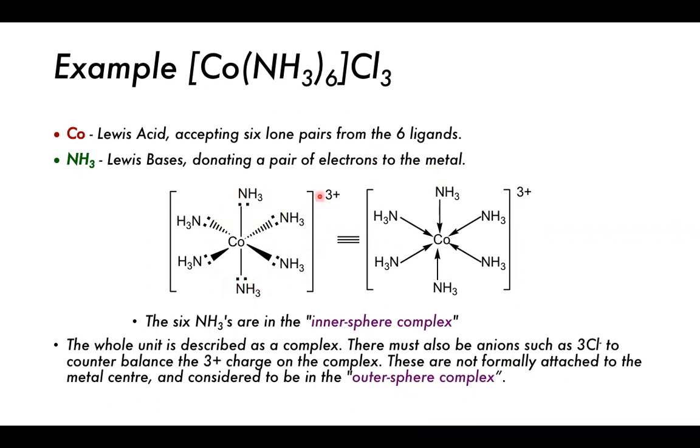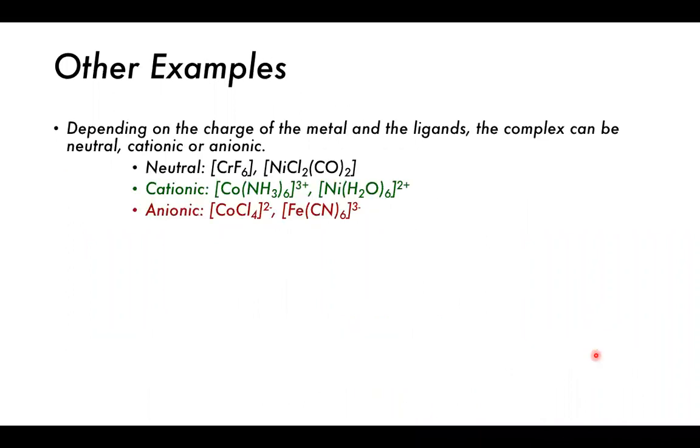But because of this 3+, everything cannot exist as a neutral species, so there must be counter ions. Those counter ions could be chlorides, they could also be bromides, they could be basically anything that sufficiently balances the charge. In this case, we're assuming that they're chlorides. There must be 3 of them, 3 -1 chlorides allows the balancing of that charge. Other examples: depending on the charge of the metal and the ligands, the complex can be neutral, cationic, or anionic.